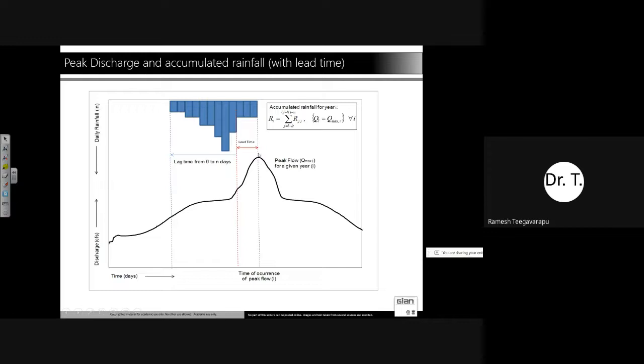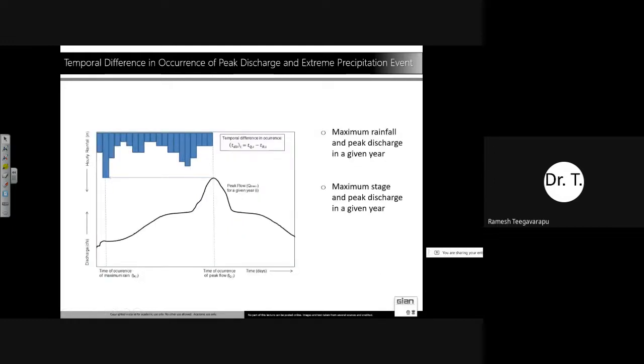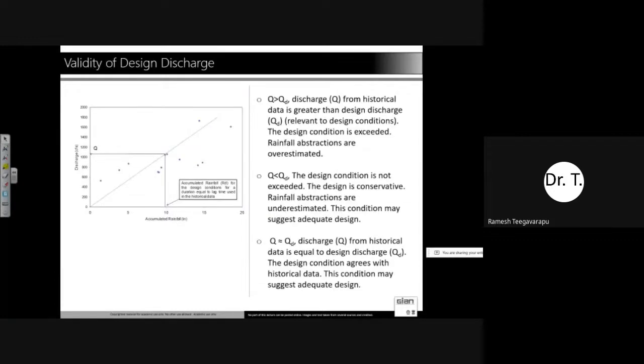What is the probability of getting a higher value of peak discharge above this threshold? Again, we can also look at the difference between when the peaks are occurring and when the rainfall peaks are occurring. This is the temporal difference of the occurrences. This helps us understand how the basin is reacting, how fast the basin is reacting to a particular rainfall event that happened 10 days back or a few days back. Once you do the dependency analysis, we have established a relationship between accumulated rainfall and discharge. So we can do all these checks.